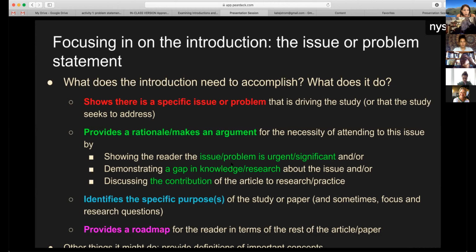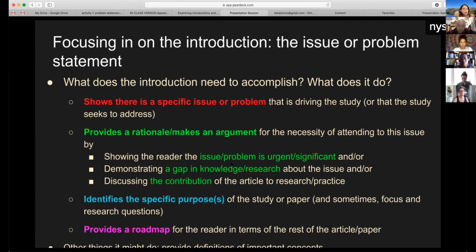It provides a rationale or makes an argument for why we need to look at this issue, why we need to conduct a study that's going to help solve this problem or mediate this problem. And so you can provide a rationale in multiple ways. You can show the reader that the issue or problem is urgent or significant. You can show that there hasn't been a lot of research that's been done or no research that's been done, and we call that showing a gap or demonstrating a gap in knowledge or literature about the issue. And you can also talk about what the contribution of the article is going to be. This is going to do some fabulous things for us. And so this is all part of the argument you're making for why you need to do the study.